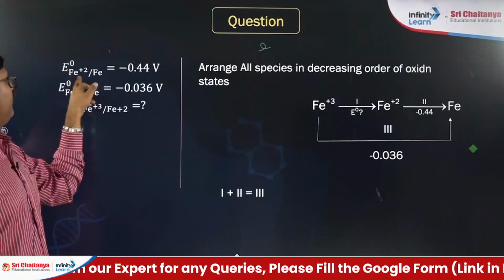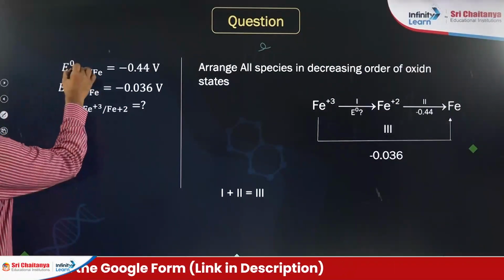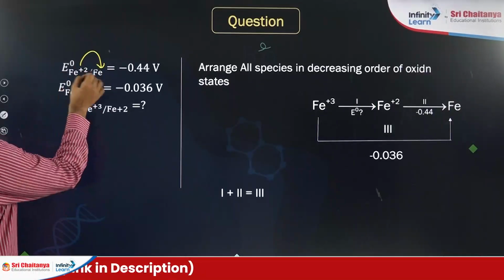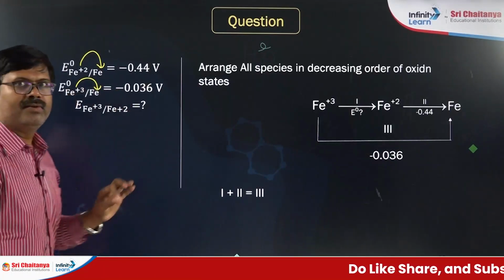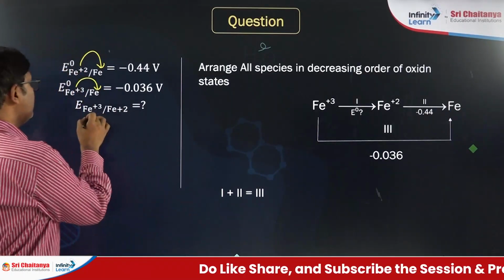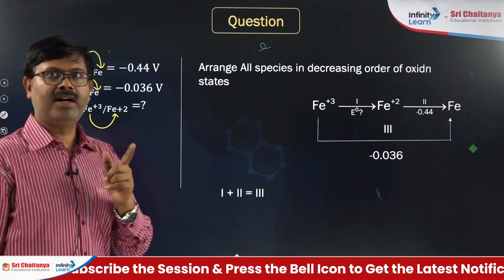Now see, E naught for Fe+2 to Fe and Fe+3 to Fe data is given. Reduction potentials are given for Fe+2 to Fe, and Fe+3 to Fe. What they are asking is the Fe+3 to Fe+2 reduction potential.